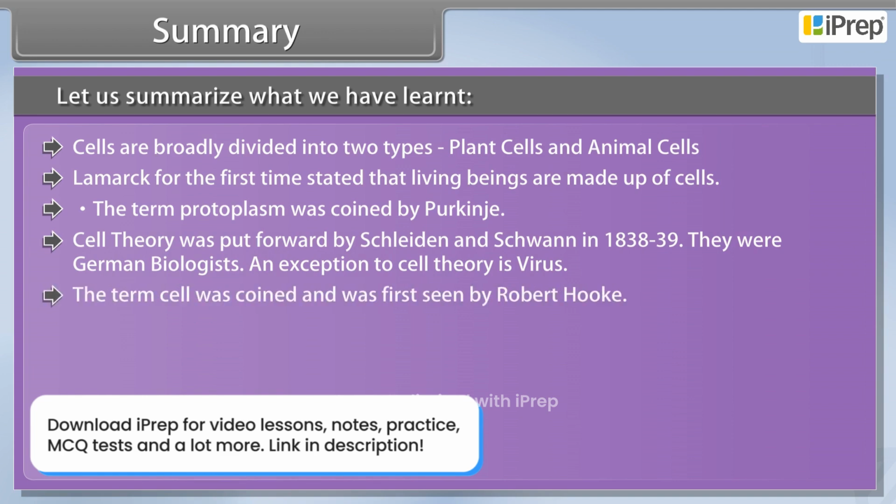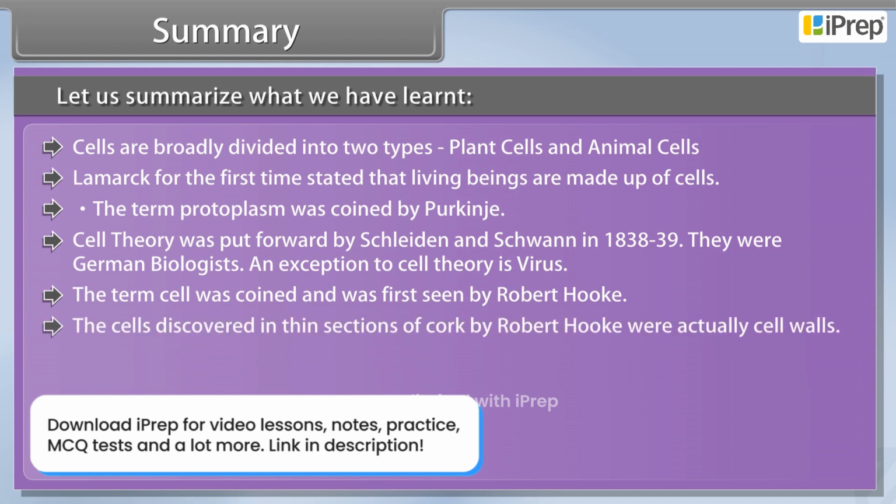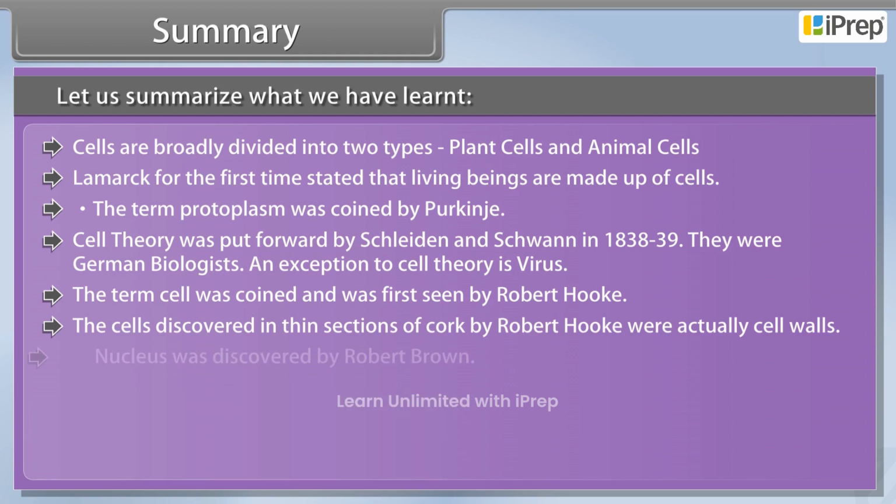The term cell was coined and was first seen by Robert Hooke. The cells discovered in thin sections of cork by Robert Hooke were actually cell walls. Nucleus was discovered by Robert Brown.